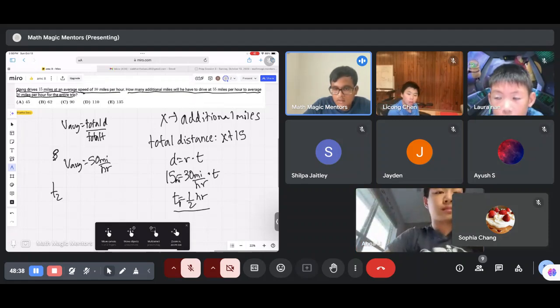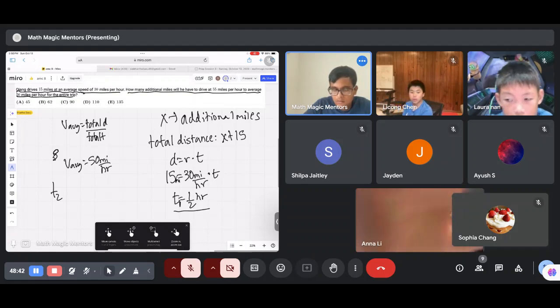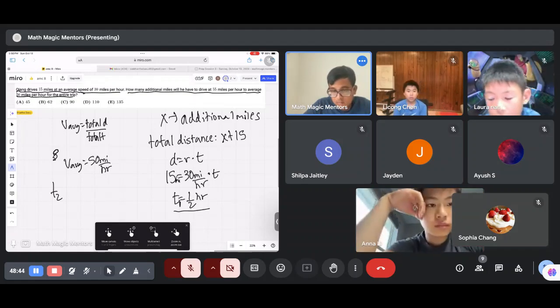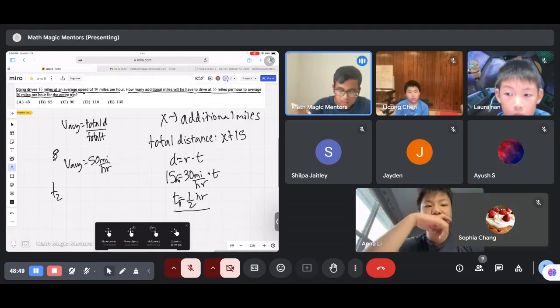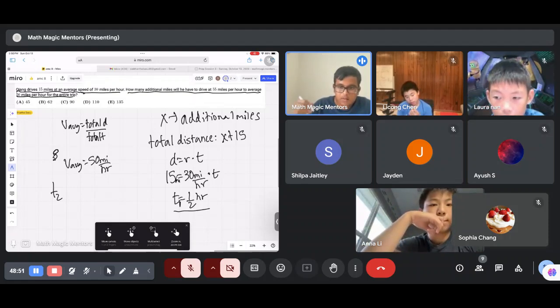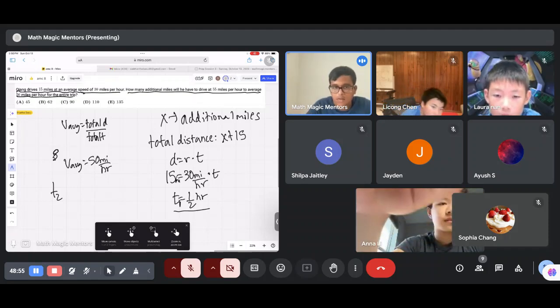Anyone have any ideas on what T2 could be? So we've already established that T1 is half an hour. So what's T2? By the way, T2 is the time needed to travel the later half of the trip, or like the later part of the trip.